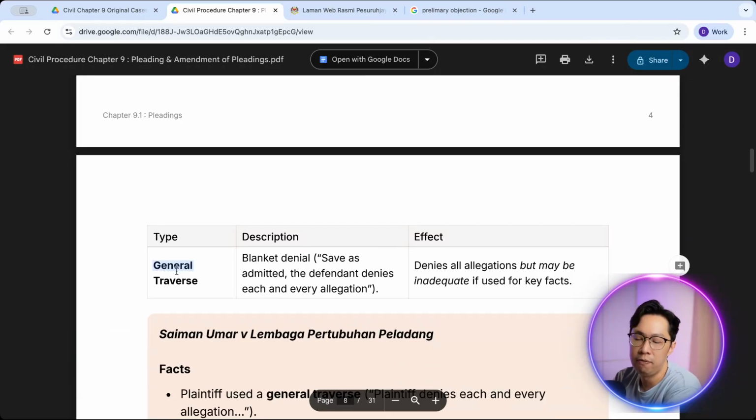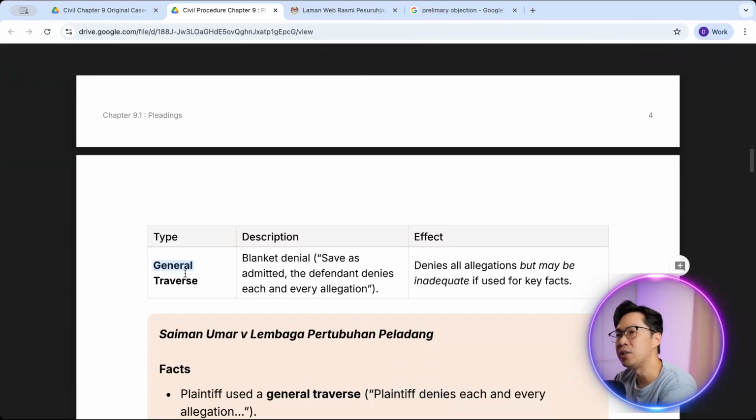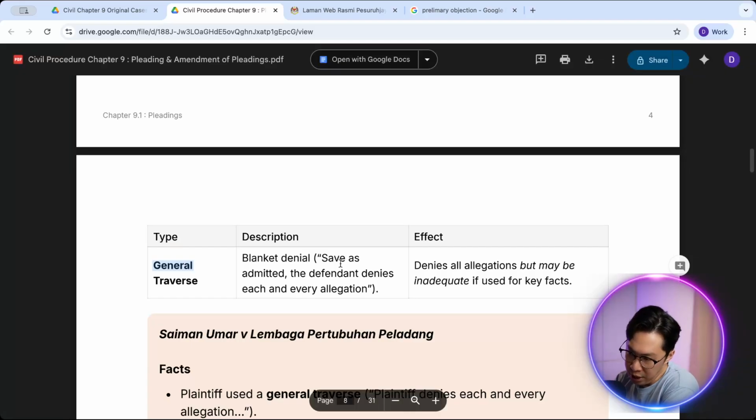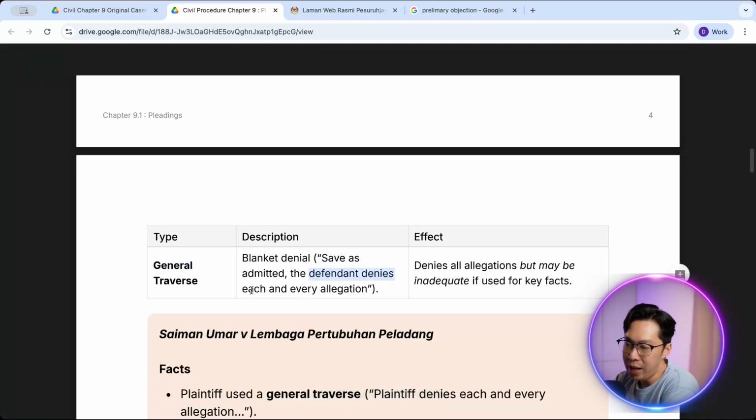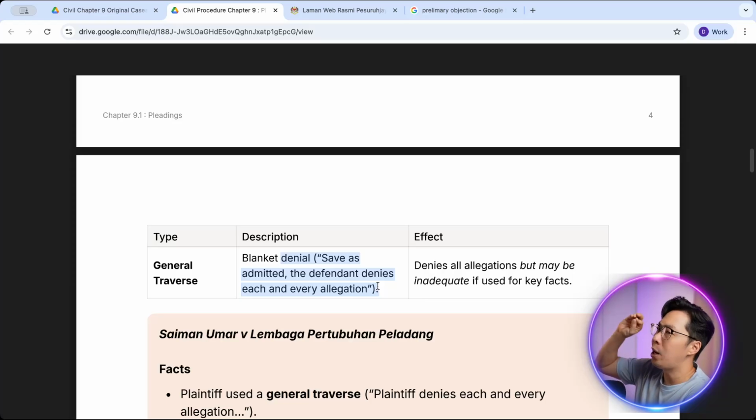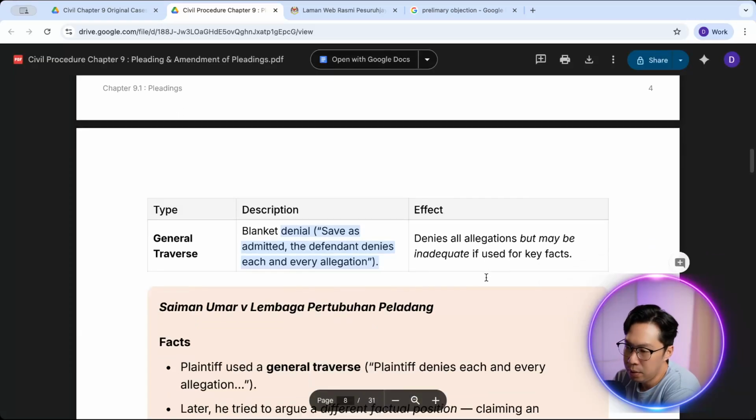Or a general traverse. Most of the time, you see in a statement of defense, at the end, the defendant will put a round up clause, a blanket denial. It says like this: save as admitted, the defendant denies each and every allegation. Can or not? Can. So it's either you go into each one by one and deny, or you go just at the end, one shot, deny every single thing. Can. Okay? So you can read the effect.